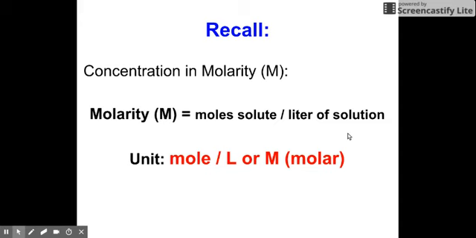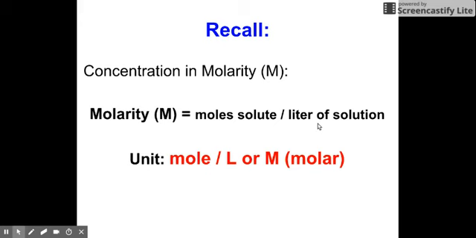Hi! For this video, we're gonna recall the concept of molarity. When you learned about solutions, especially determining the concentration of your solutions, I'm sure you've met the term molarity. Molarity is one of the ways of expressing the concentration of your solutions, and molarity is defined as the quotient of the amount of solute in mole unit divided by the volume of the entire solution itself.